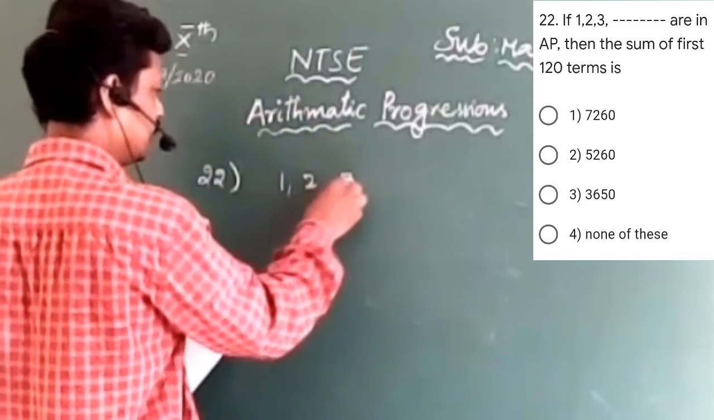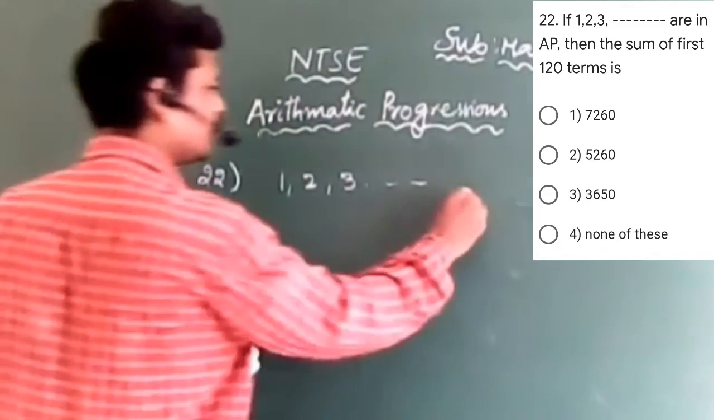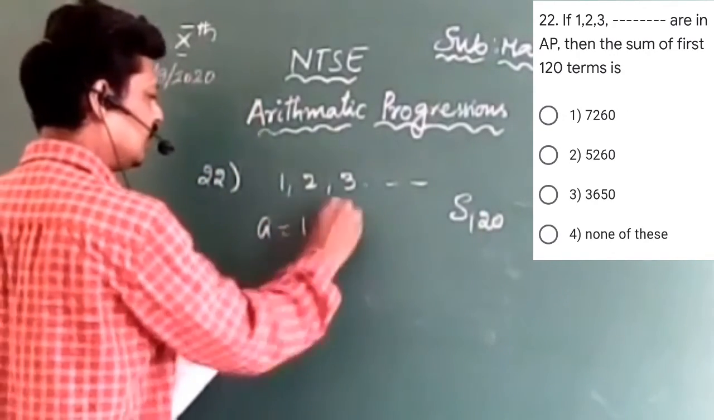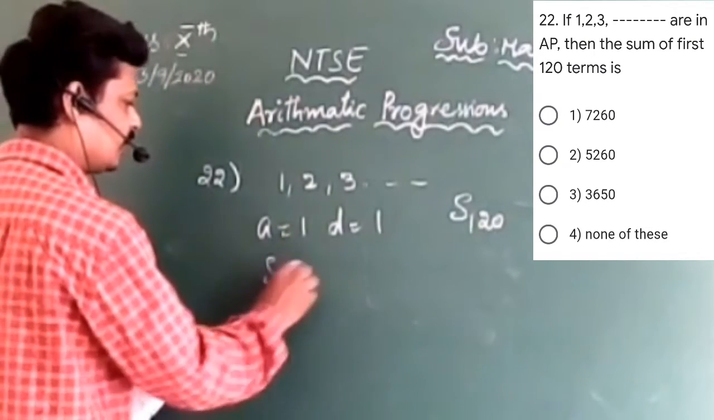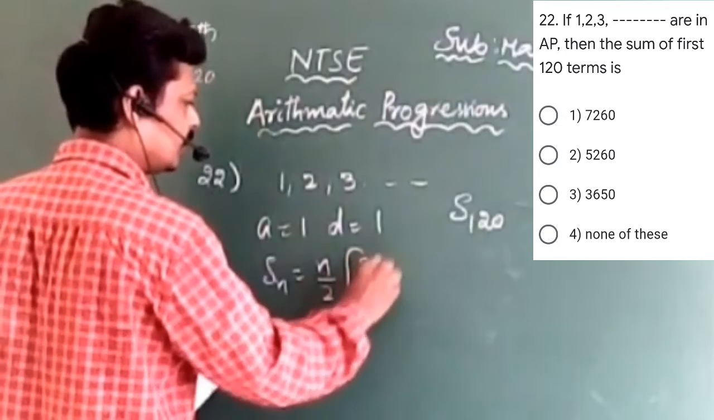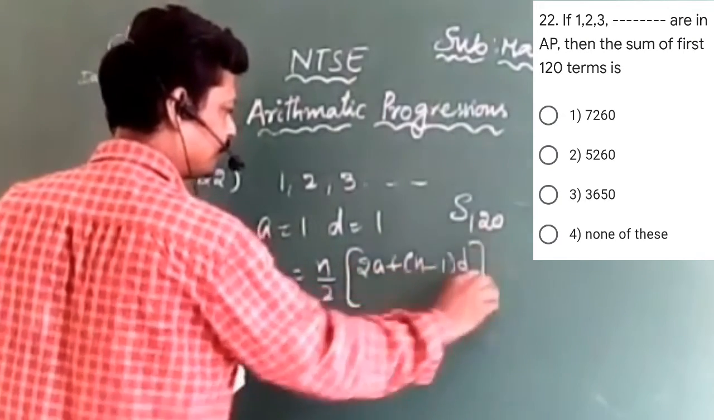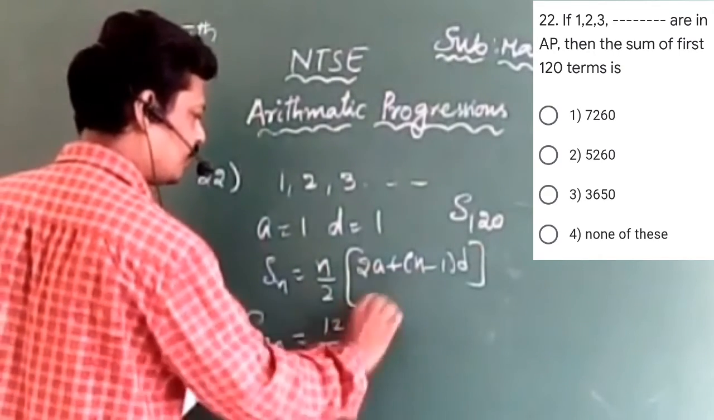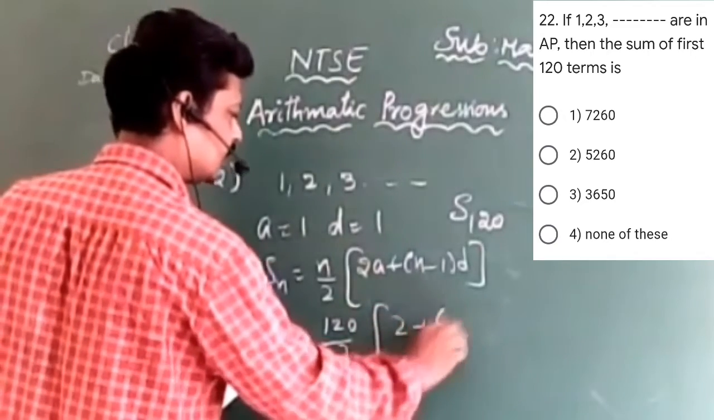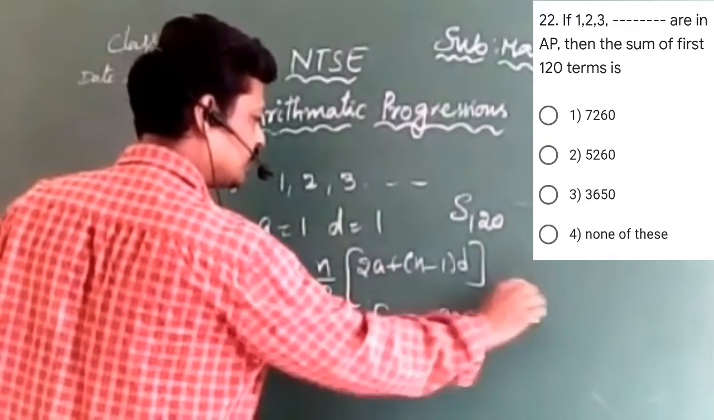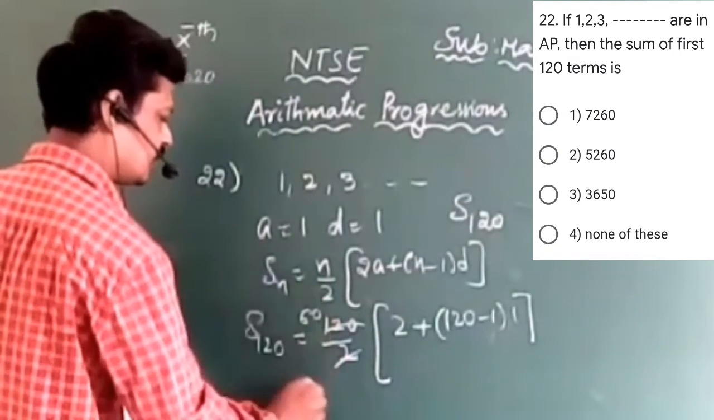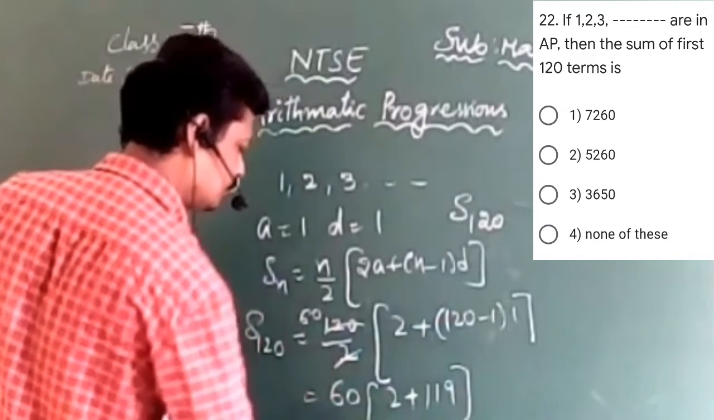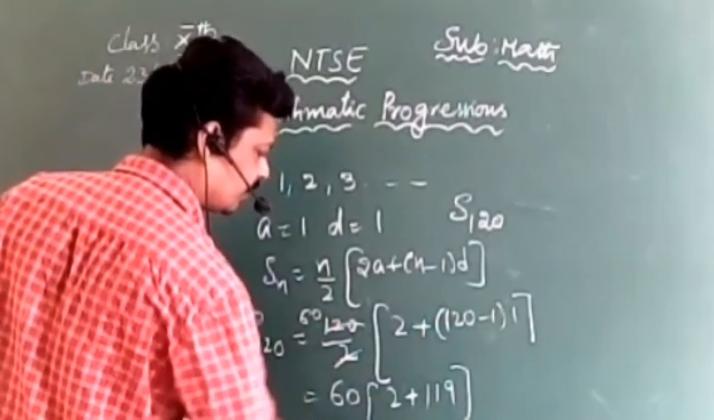1, 2, 3, and so on are in AP. Sum of the first 120 terms, S120 they are asking. So a is 1 and the common difference is 1. The Sn formula is n by 2 into 2a plus (n minus 1) into d. Substitute, they asked S120, so the n value is 120. 120 by 2 into (2 into 1 plus 120 minus 1 into the common difference 1). 120 by 2 is 60. So 60 into (2 plus 119), so 60 into 121.